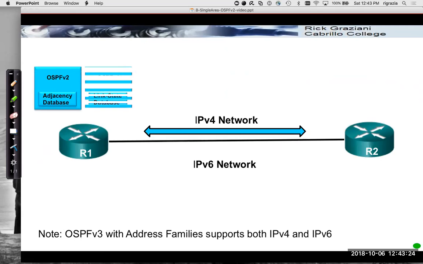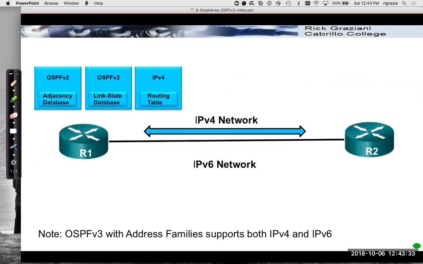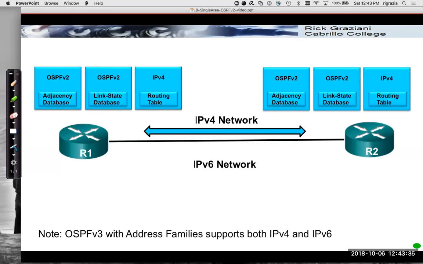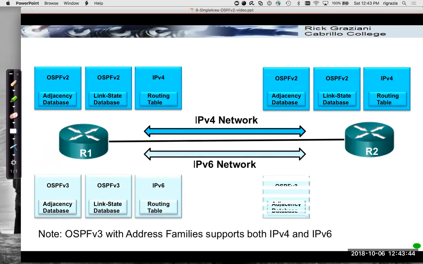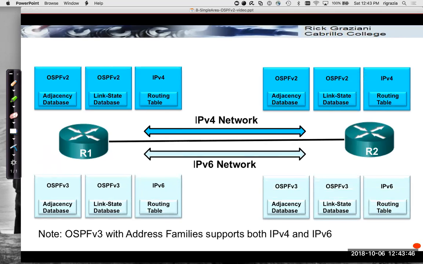All right, let's get into OSPF here. We have OSPF v2, which has an OSPF v2 adjacency database and link state database, which then populates the IPv4 routing table. For OSPF v3 over IPv6, we have an adjacency database and a link state database, which then populates the IPv6 routing table. Now, OSPF v3 with address families actually supports both of these and combines the adjacency and link state databases. And that's for another video.